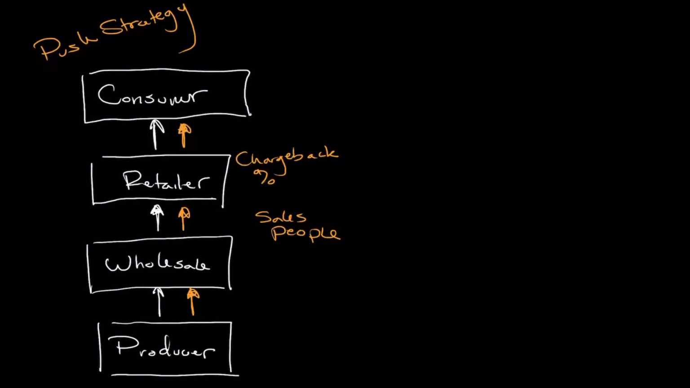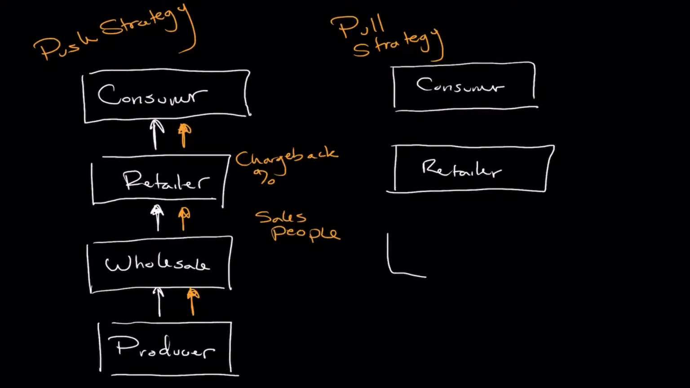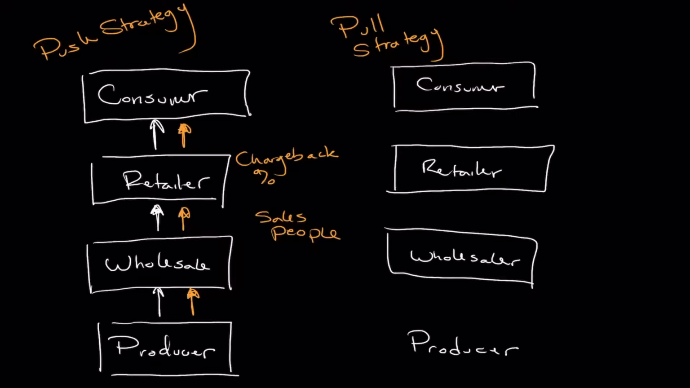Another strategy is what we call a pull strategy. And this works kind of the opposite way. So again, I'm going to go ahead and map out a brief supply chain. We're going to start with the consumer, and then we're going to go with a retailer. We'll keep it consistent for comparison purposes. And then we have a wholesale company, and then we have a producer.